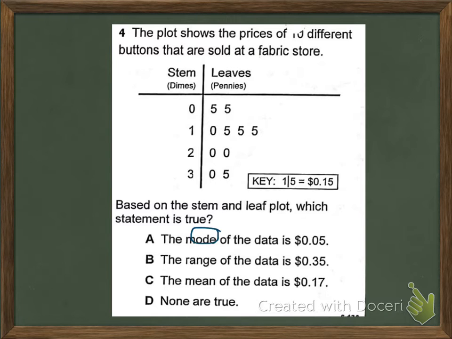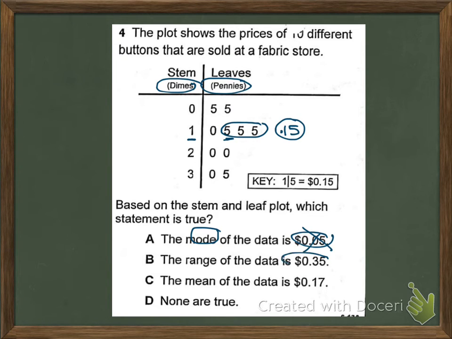So the mode is 5 cents. So if we go here, remember the mode is what is repeated the most. So what number do we see the most here? And that would be this. What number is that? That's 15, because there's your stem, write it down. There is your leaf, write it right next to it. What number is that? 15. So no, the mode is not 5 cents, it's 15 cents, because these are dimes and these are pennies.